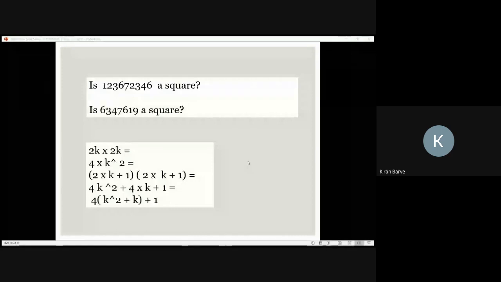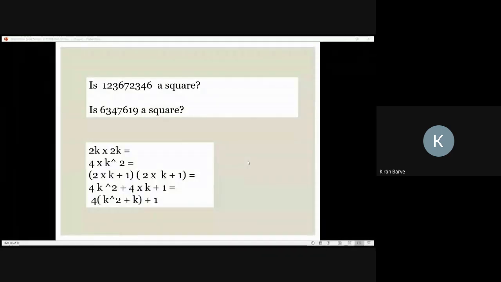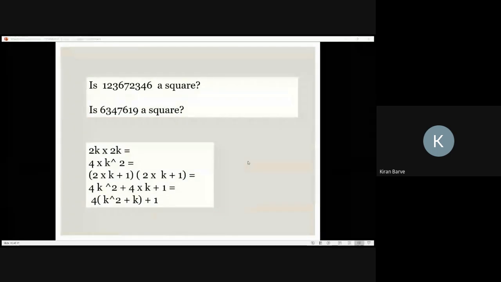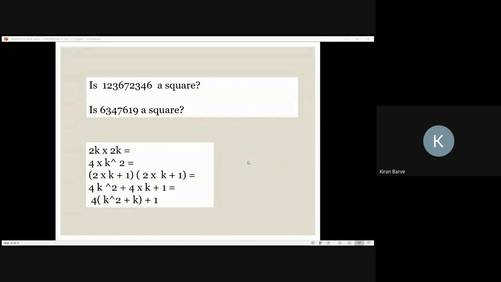Just see below. 2k is an even number. 2k plus 1 is an odd number. So the square of an even number is 4 into k square, so it is divisible by 4. Square of an even number is divisible by 4. Agreed? Yes, sir.